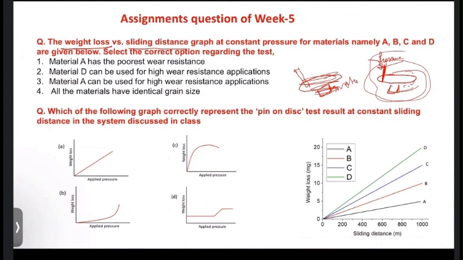Okay, so now you have to tell which material, in this plot, has the poorer wear resistance. We were discussing the mechanical property while studying the pin on disc. Which option is true? Material A has the poorest wear resistance. Material D can be used for higher wear resistance application. Material A can be used for higher wear resistance application. All the materials have identical grain size.